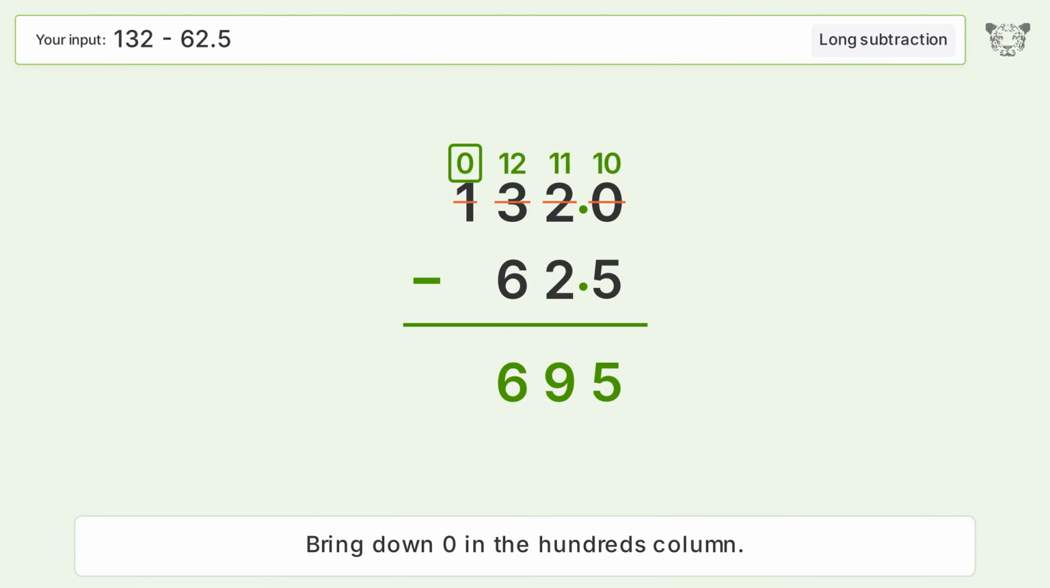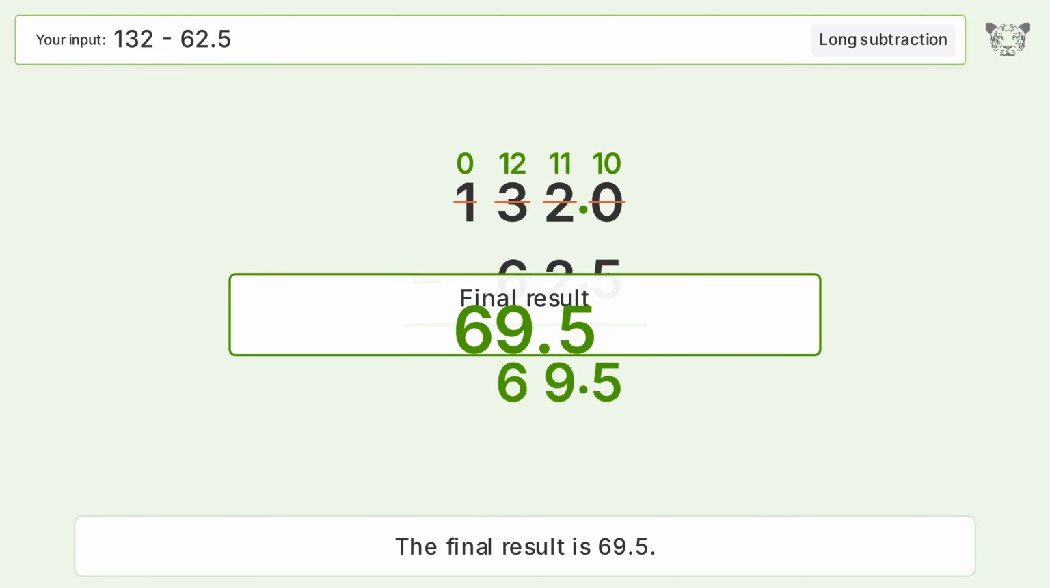Bring down 0 in the hundreds column. Bring the decimal point straight down into the answer. The final result is 69.5.